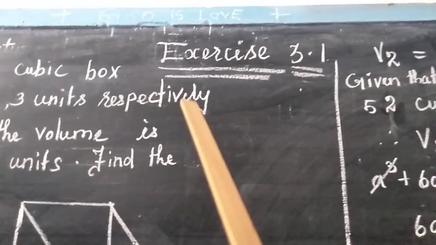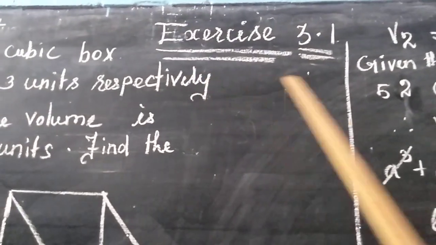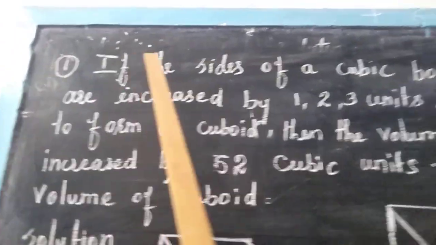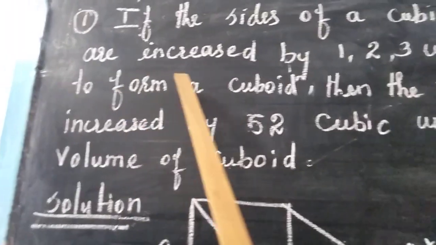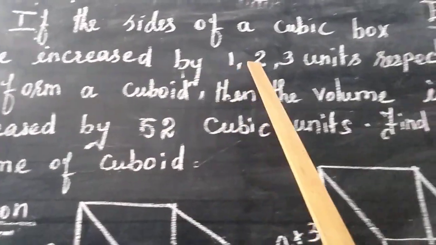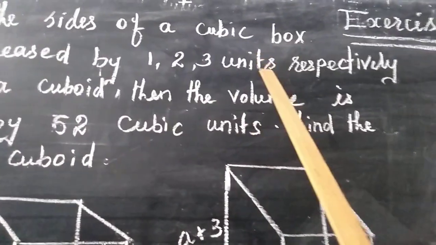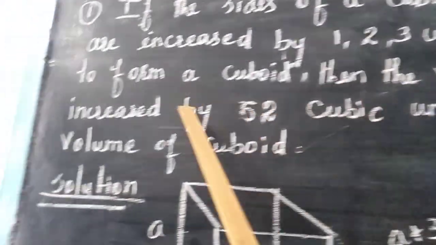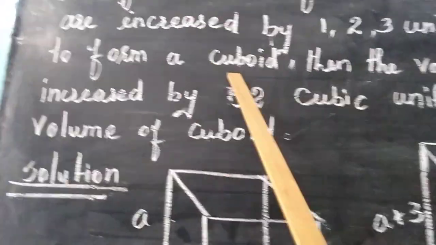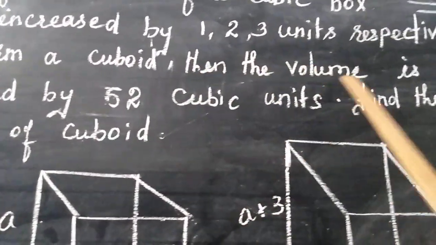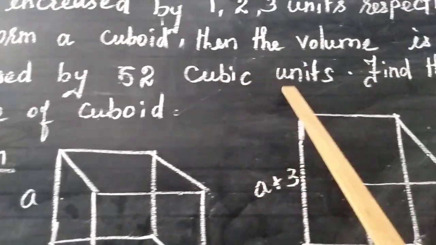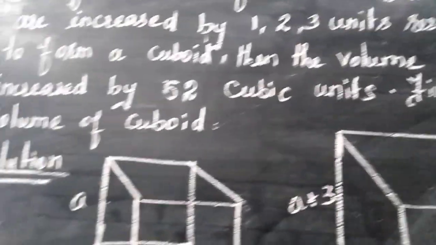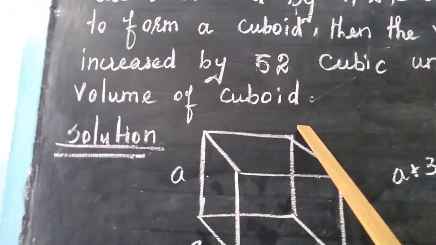Now we are going to learn exercise 3.1, question number 1. If the sides of a cubic box are increased by 1, 2 and 3 units respectively to form a cuboid, then the volume is increased by 52 cubic units. Find the volume of the cuboid.